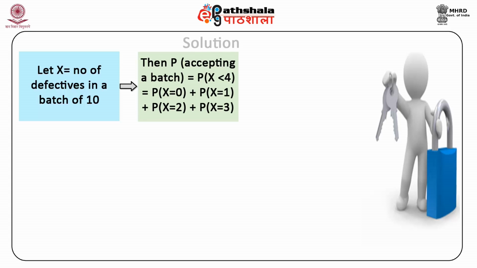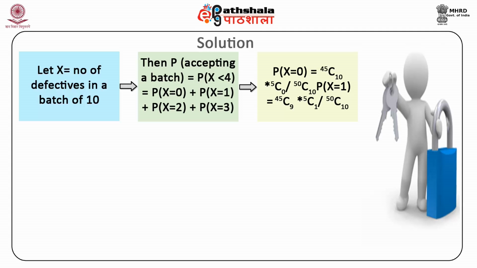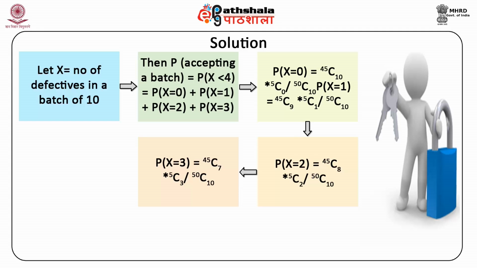Then P of accepting a batch is the probability X is less than 4, which is equal to probability X is equal to 0 plus probability X is equal to 1 plus probability X is equal to 2 plus probability X is equal to 3. Probability X equal to 0 is equal to 45C10 into 5C0 divided by 50C10. So probability of X equal to 1 is equal to 45C9 into 5C1 divided by 50C10. Similarly, for P(X=2) and P(X=3), we can find it out.